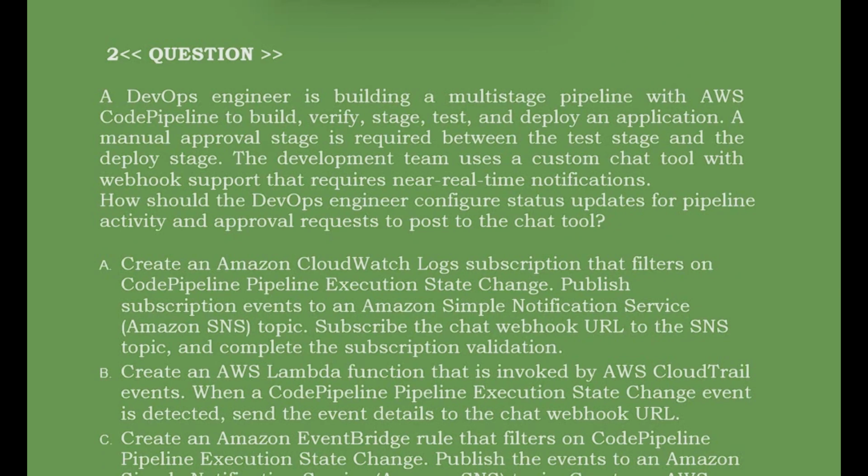Question is a DevOps engineer is building a multi-stage pipeline with AWS CodePipeline to build, verify, stage, test, and deploy an application. A manual approval stage is required between the test stage and the deploy stage. The development team uses a custom chat tool with webhook support that requires near real-time notifications. How should the DevOps engineer configure status updates for pipeline activity and approval requests to post to the chat tool?